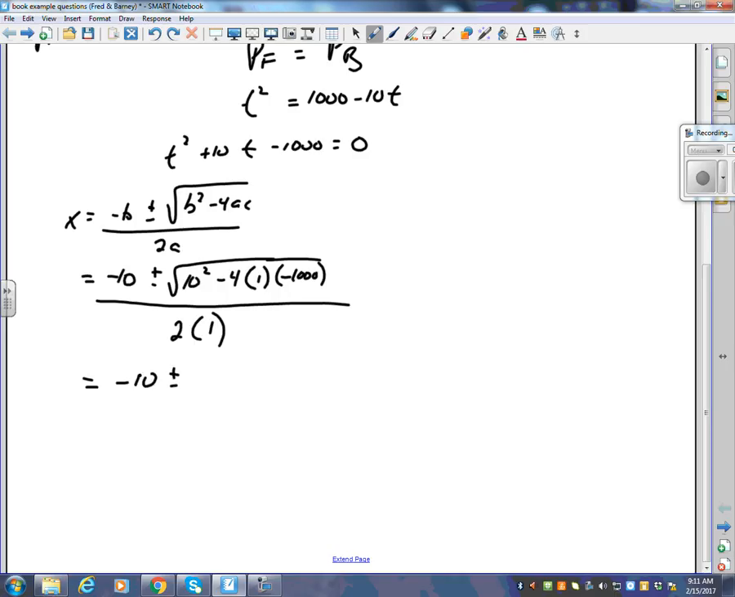Minus 10 plus or minus... Okay, so 10 squared is going to be 100, minus 4 times 1 is minus 4, times minus 1,000. That's going to be 4,000 there, right? 4,000 plus the 100 is going to give us the square root of 4,100, all over 2. I don't have the square root of 4,100.